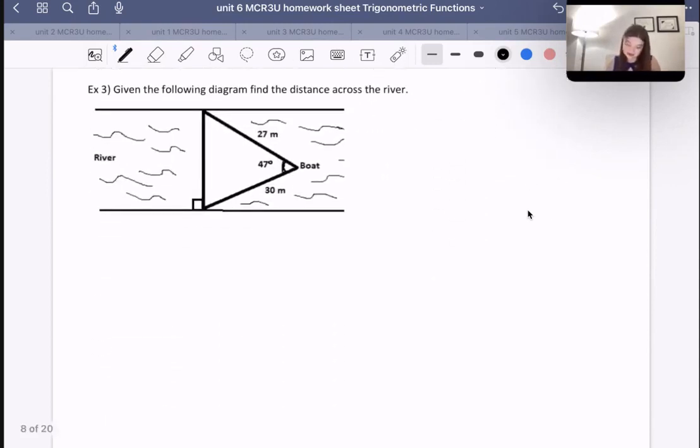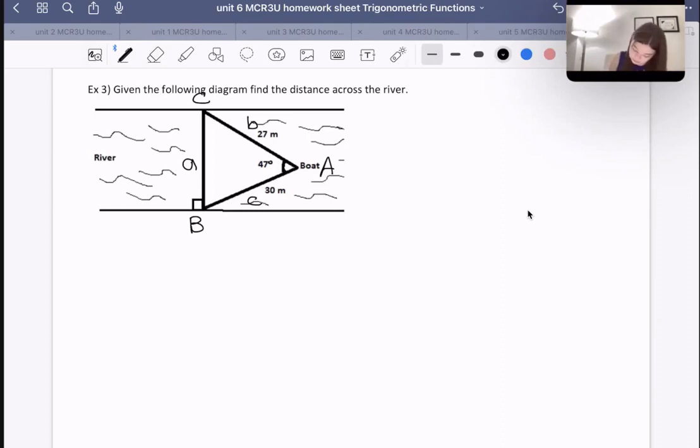Next, let's try example 3. Given the following diagram, find the distance across the river. So here, in this case, I'm going to label my points however I would like to. So I guess I will label this A for the boat, and then side A, and then B, and then C. So in this case, we have side, angle, side. So this is a lot more similar to the very first one that we had.